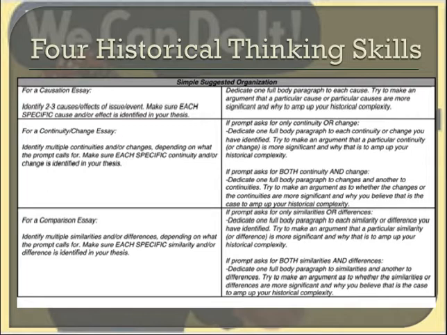If you're writing a change or continuity essay, you should have a paragraph on changes and a paragraph on continuities, arguing which one of them was most influential over time. And for a comparison essay, you should have a paragraph on similarities, a paragraph on differences, and your thesis should argue which of them was more pronounced or important to the grand scheme of history.